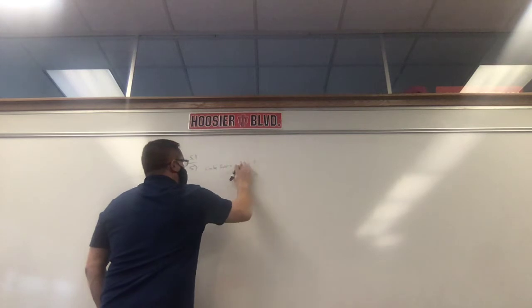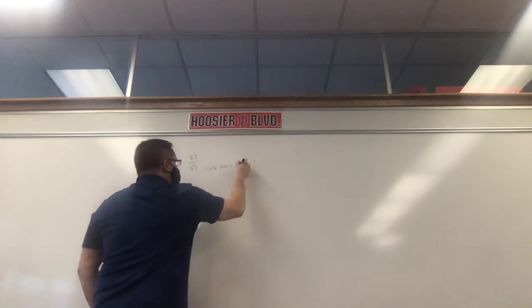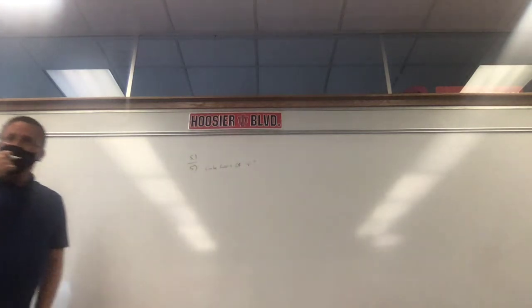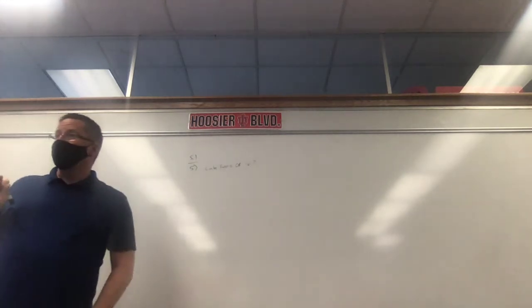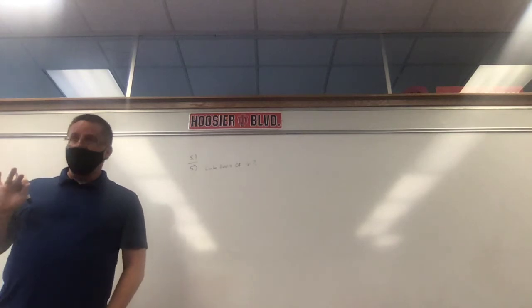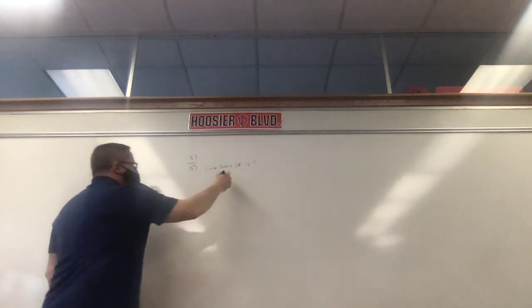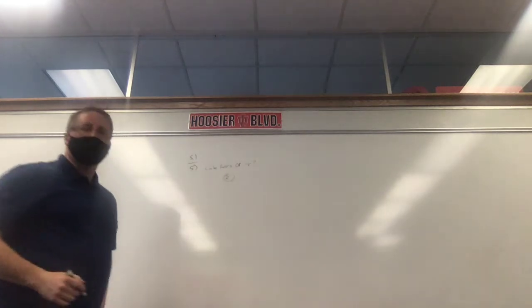That's the question. What are the cube roots of 8? We've already talked about this one. What do you multiply by itself 3 times to get 8? And negative 2? No, because negative 2 times negative 2 times negative 2 is negative 8. So the answer is 2, and that's it.